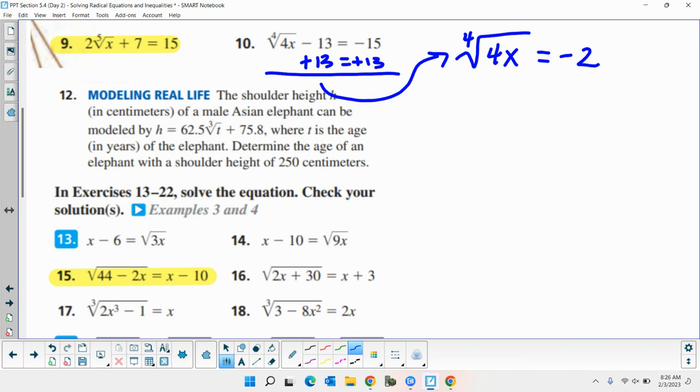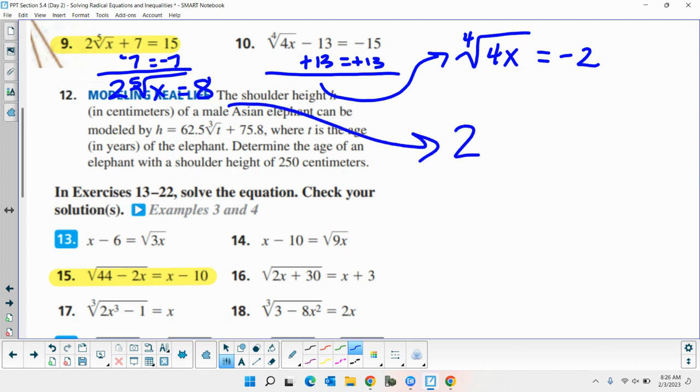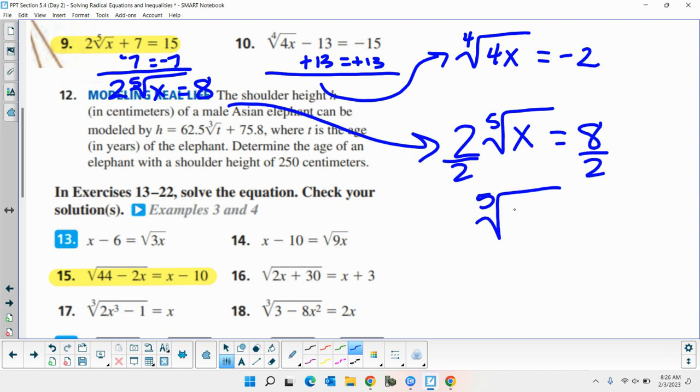Okay. So let's just do number 9. I'm going to have to subtract 7. So I get 2, and I'm going to move that over so we can see it there. So it's 2, and it's the fifth root of x equals 8. And then divide by the 2 also. So get the radical part isolated by itself.